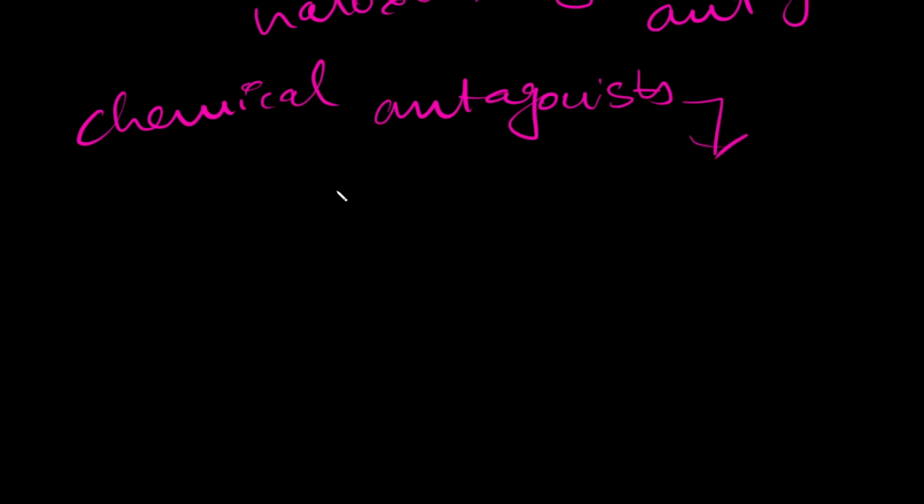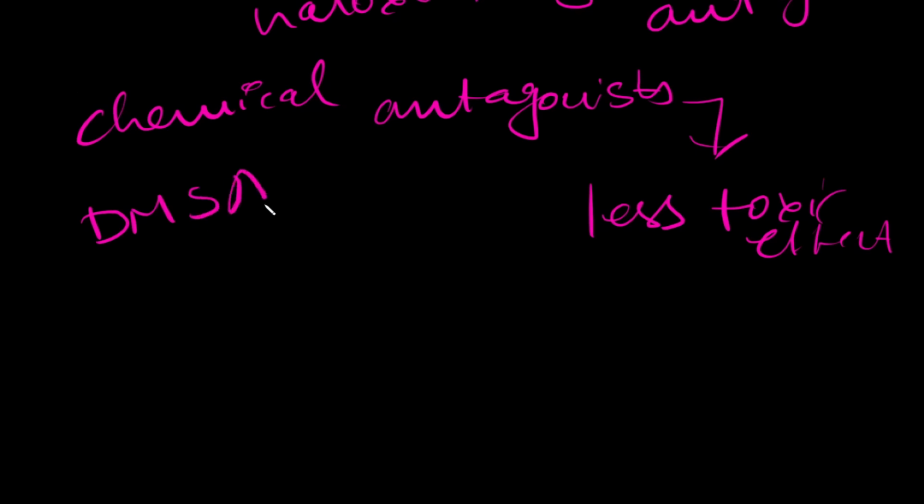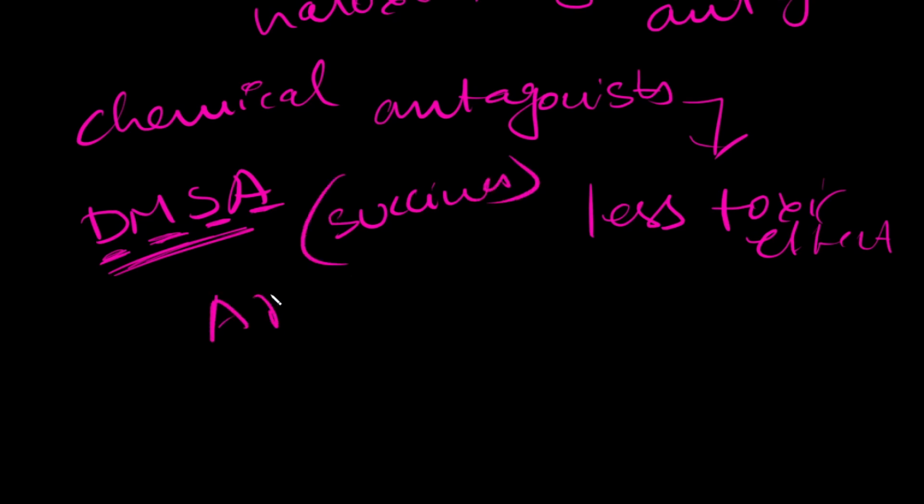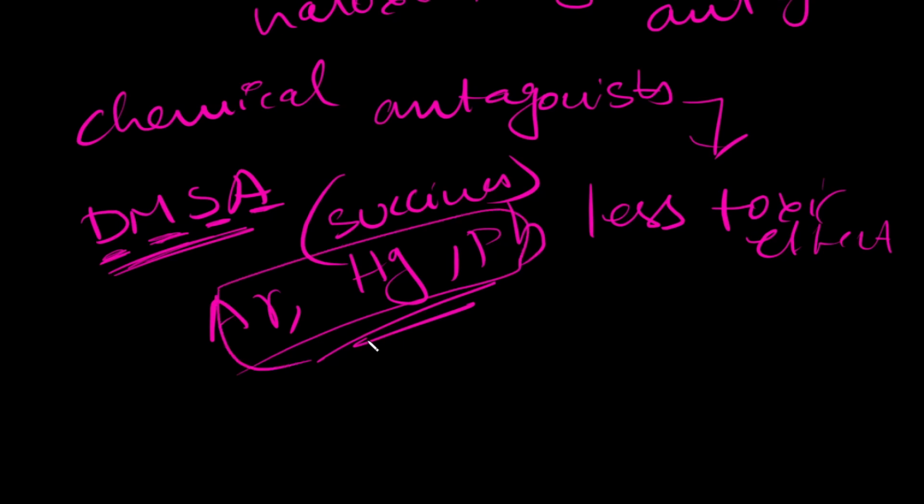How this happens is two chemicals interact with each other, leading to less toxic effect. For example, DMSA, which is dimercaptosuccinic acid, also called succimer. It chelates arsenic, mercury, and lead, thereby decreasing toxicity of these chemicals.